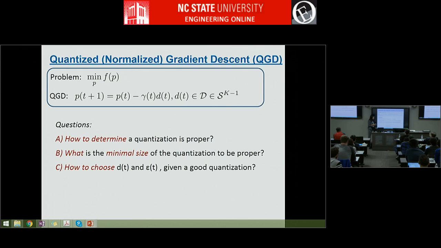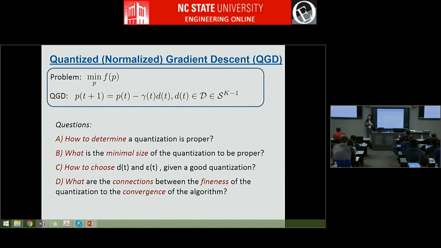So the last question is, if we allow more communication, how are we going to use it? That means what's the connection between the quantization set and the performance of the algorithm? This is the list of questions we want to address, in order to tell the industry engineer what this algorithm needs. So let's think about how we're going to approach the question.